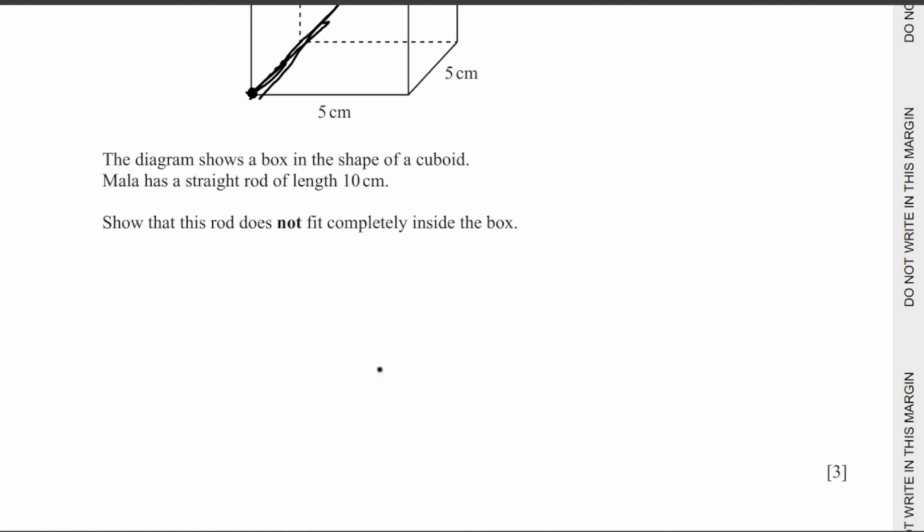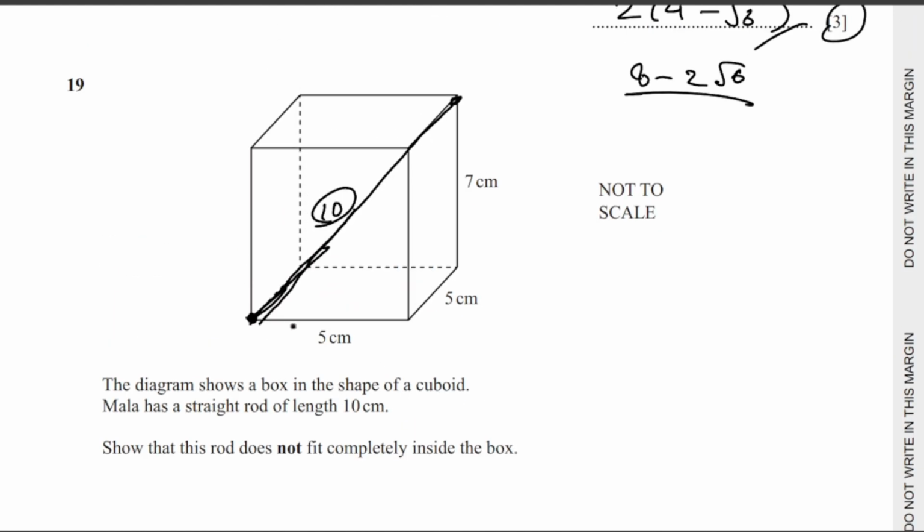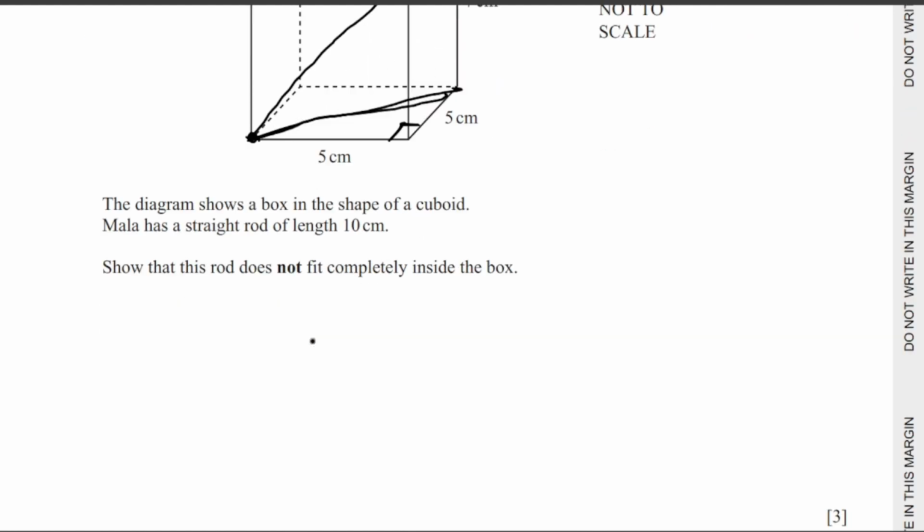So to do that, first we would need to find this length along the base, right? Let me try to draw that a little more cleanly, right? So we would need this diagonal. To do that, we would need the diagonal along the base, right? Since this is 90 degrees, you can do the Pythagoras theorem, right?